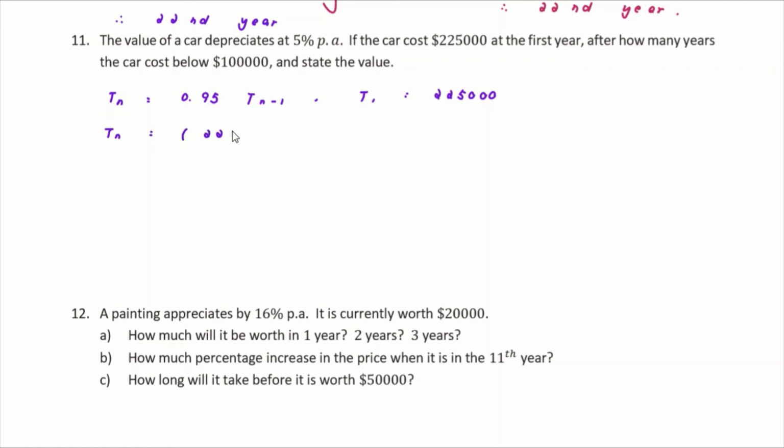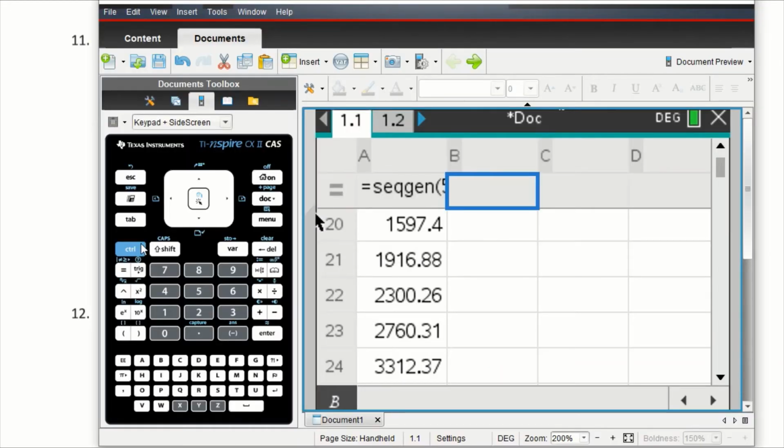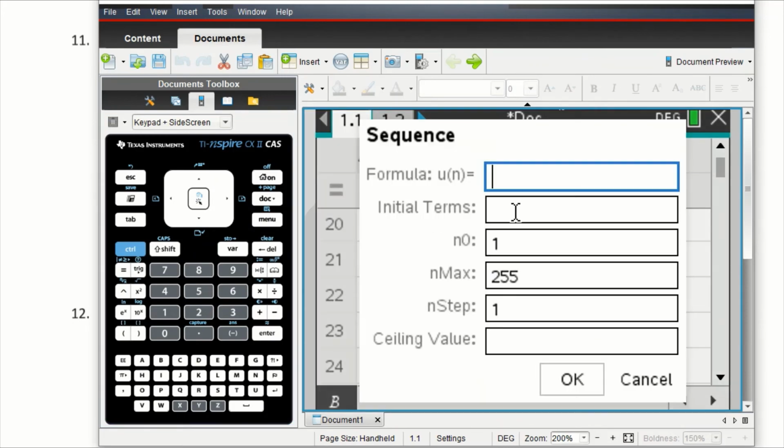Okay, same thing, let's write down the nth term rule also. 225,000 times 0.95 to the power of n minus 1. Now the same thing, the question wants to find out how many years until the car costs below 100,000. So in this case, we want our nth term to be less than 100,000. Okay, so let's generate the sequence.